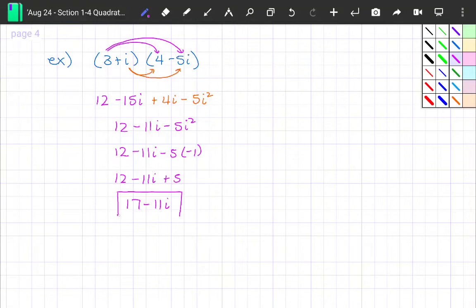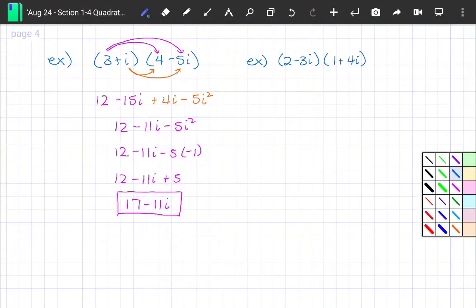We wind up with a complex number again. And you should always get complex numbers. Any operation with complex numbers should give you a final answer as a complex number. So here's one to try on your own. Let's do 2 minus 3i times 1 plus 4i. So give that a go, and we'll take a look at the answer together.